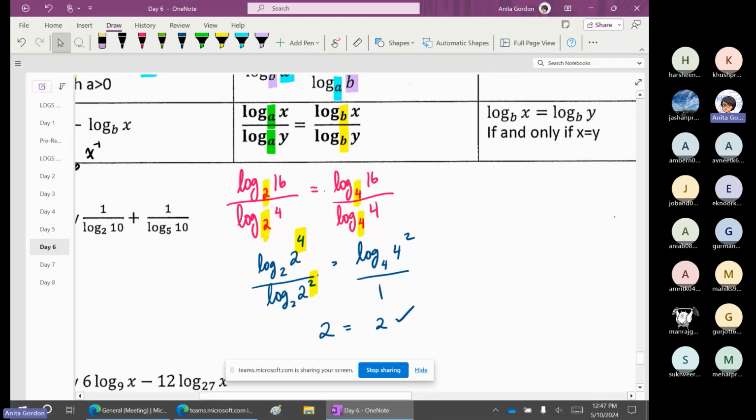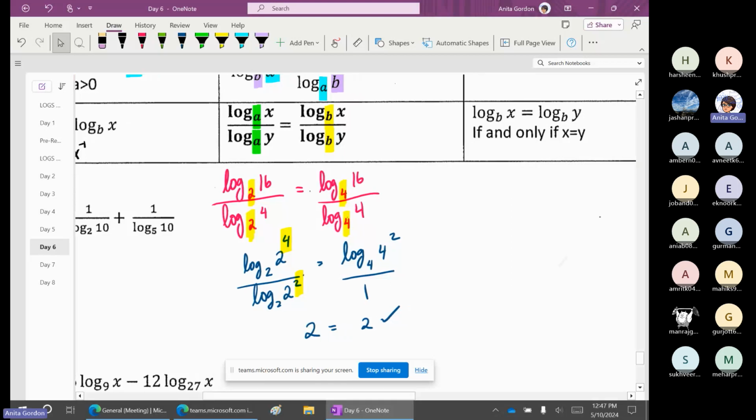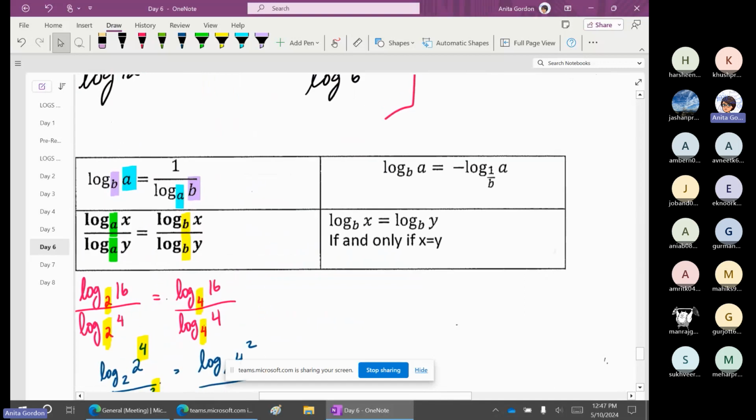Okay, so if the inside of the log is the same and you want to change the base, you can, as long as you maintain all other things. And the base and top and bottom has to match. Okay, other last two rules here. Again, thinking of exponent rules. If you change the base to the reciprocal, it is the same as adding a minus sign to the outside. Right?